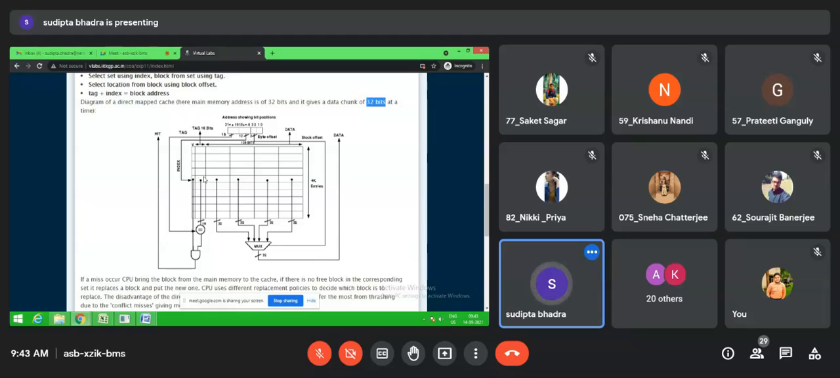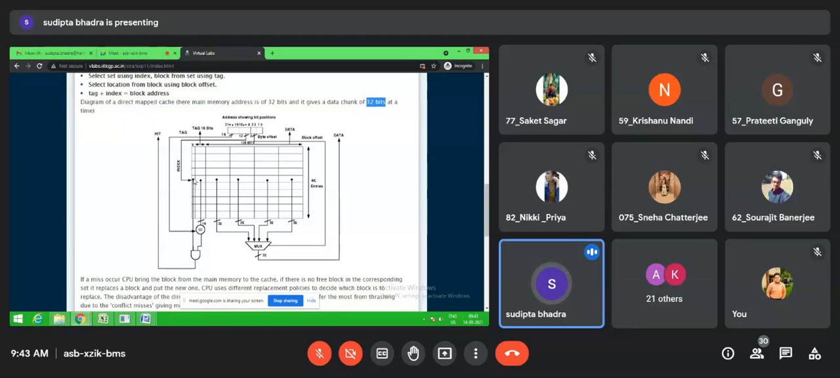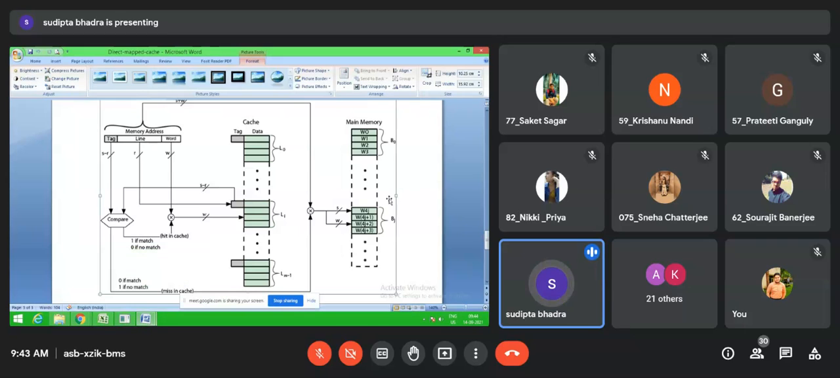Next thing is whether the tag present in that line is equal to the tag present in the memory address or not. Then, if it is equal, next the valid bit is 0 or 1. If it is 1, then a hit occurs, and then you are going to retrieve the particular word. And if this tag is not equal, then a miss occurs, and this retrieve part will not happen. Then you have to go to the main memory and identify that particular block using the tag plus index, and then copy that block from main memory to cache.